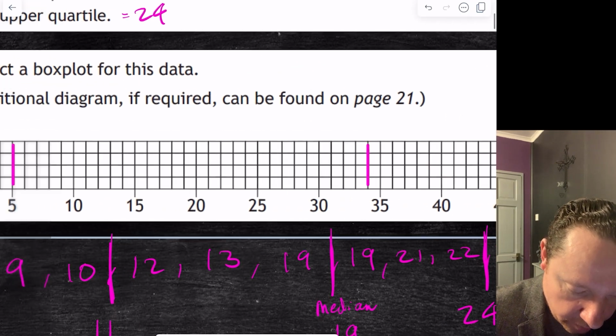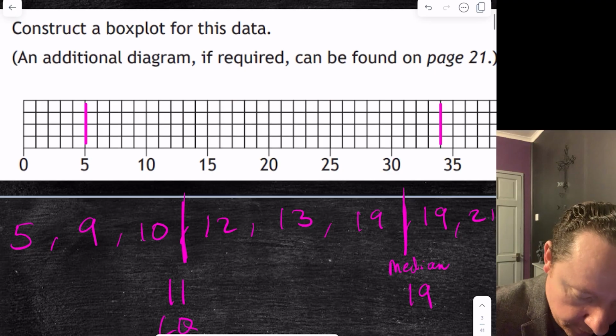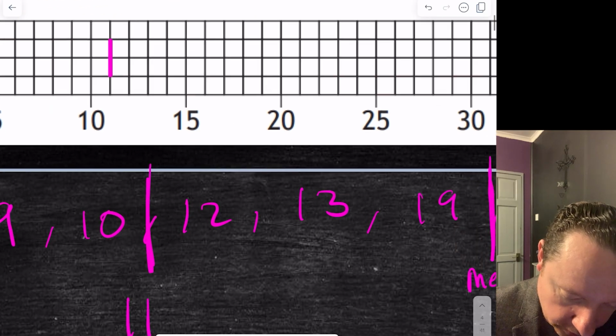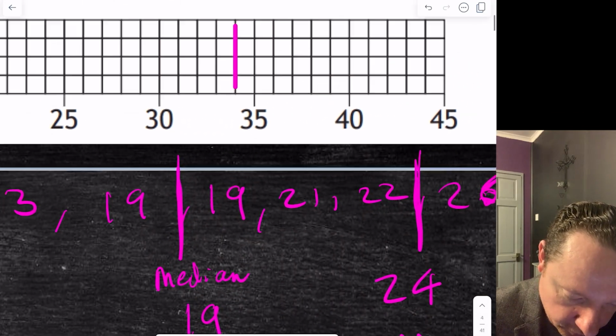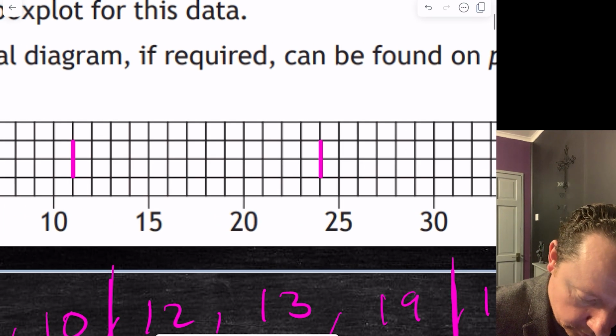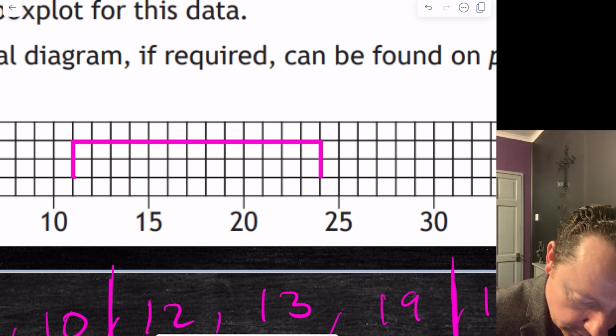Just checking that these go up in ones. Now we go to our lower quartile, which we know is 11. So there's 11 there. So just start drawing a box there. And the upper quartile we know is 24, which is here. So we get our upper and lower quartile in and we draw a box around that. So there's the first line and there's the second line.